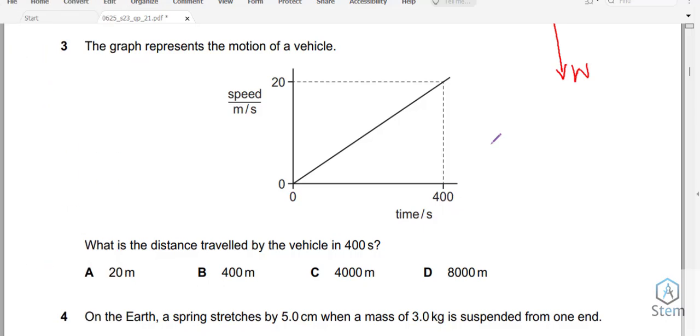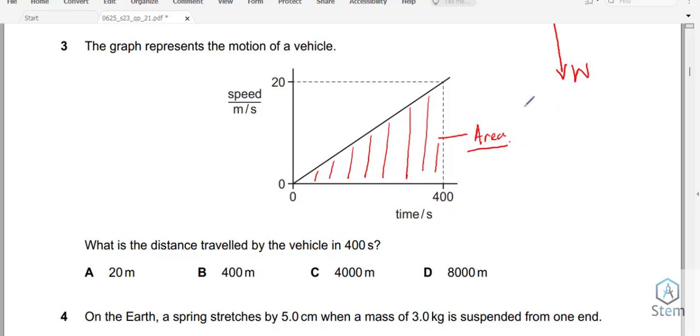Number 3 says the graph represents the motion of a vehicle. What is the distance traveled by the vehicle in 400 seconds? Now, some important things to take note of here is when we have a speed time graph, the area under the graph represents the distance traveled by the object. So our task here is to find the area under the graph.